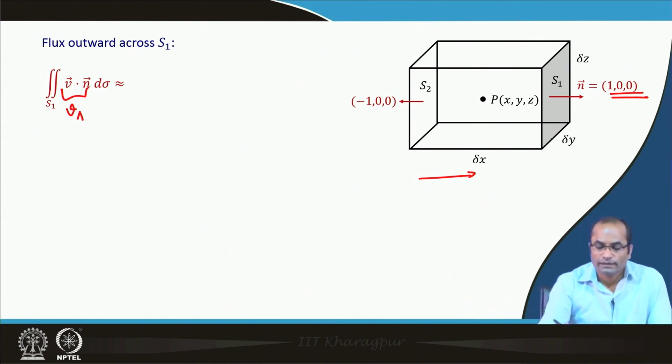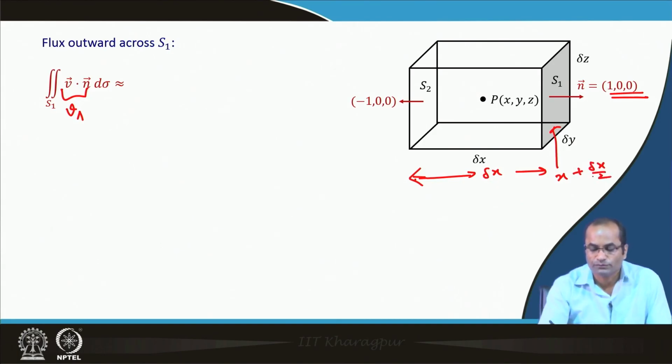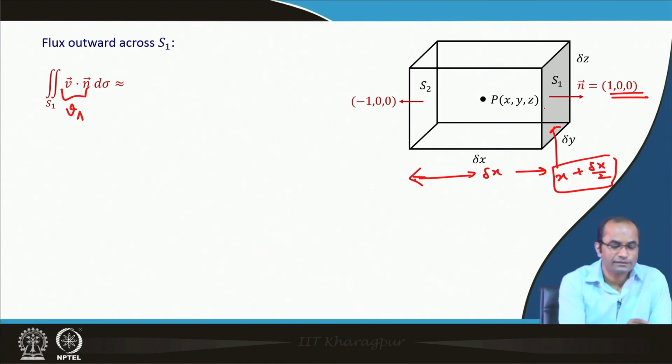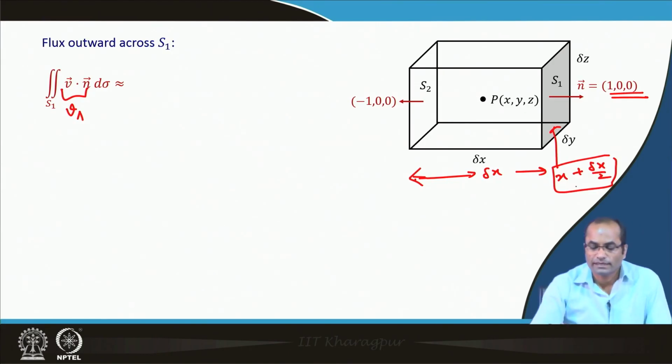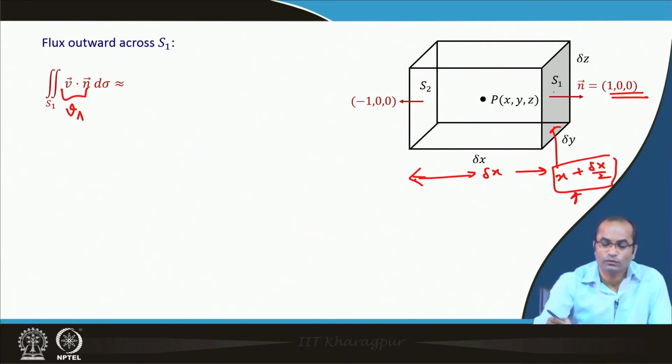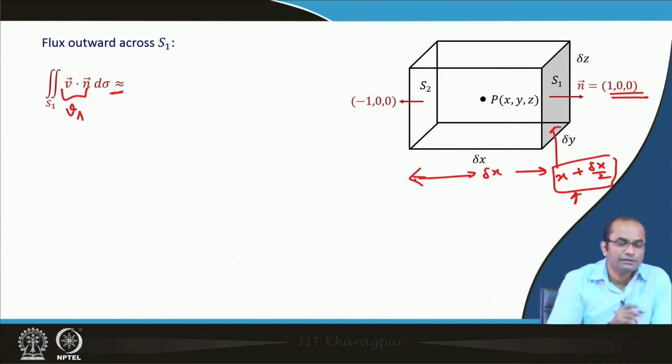Now at this face here, if we talk about the x coordinate, the x is fixed here. This distance from here to here is delta x, and this is the center. So, we have x plus delta x by 2, which is fixed over this surface. So, this v1, the x component, is fixed at x plus delta x by 2. This is not varying over the surface S1, only the y and z will vary. So, we will make an approximation here to this integral.